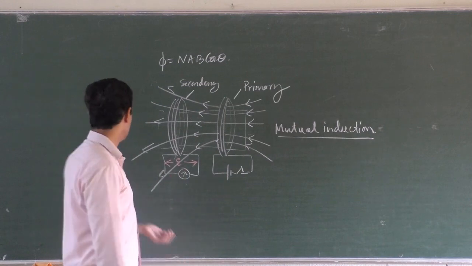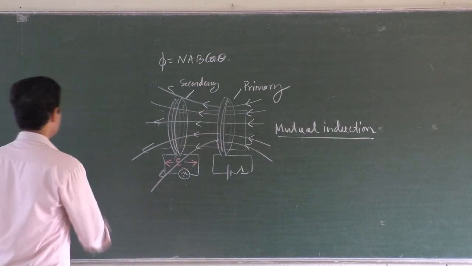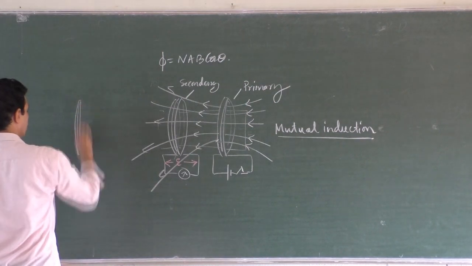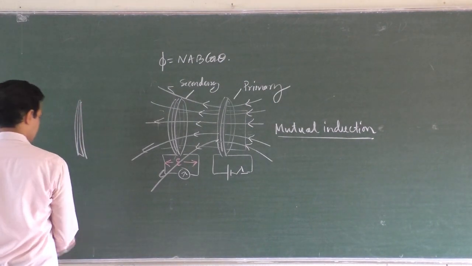This is one process. You have one more thing: you take a single coil and pass current through that coil.